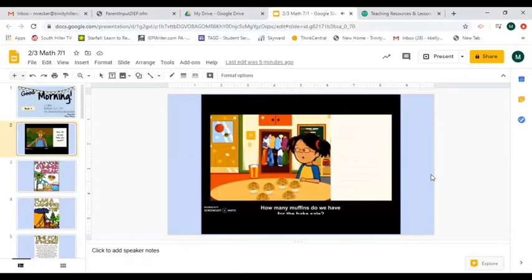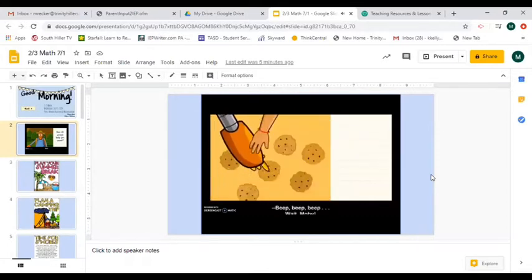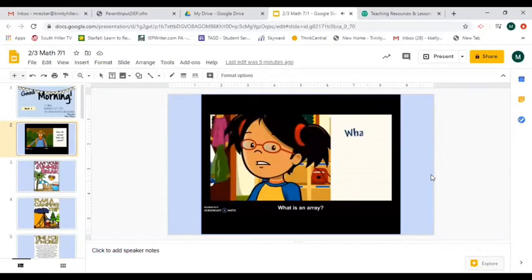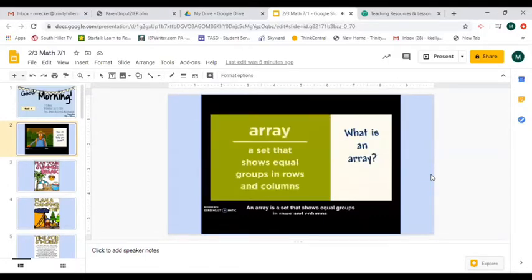How many muffins do we have for the bake sale? Wait, Moby. You don't have to count each muffin. That'll take a long time. You can use an array to help you count. What is an array? An array is a set that shows equal groups in rows and columns.